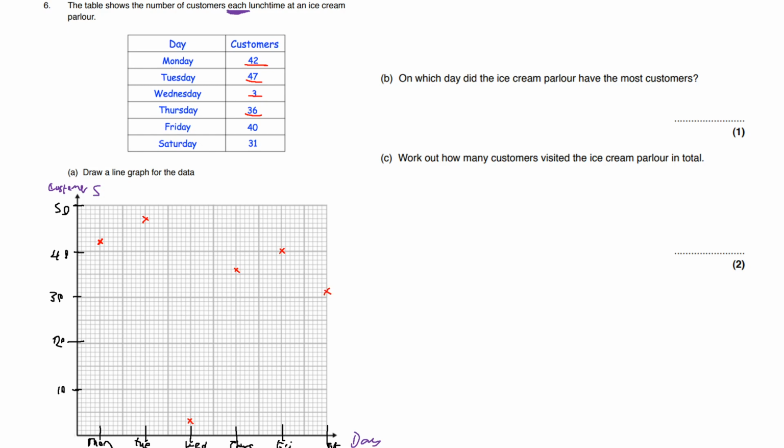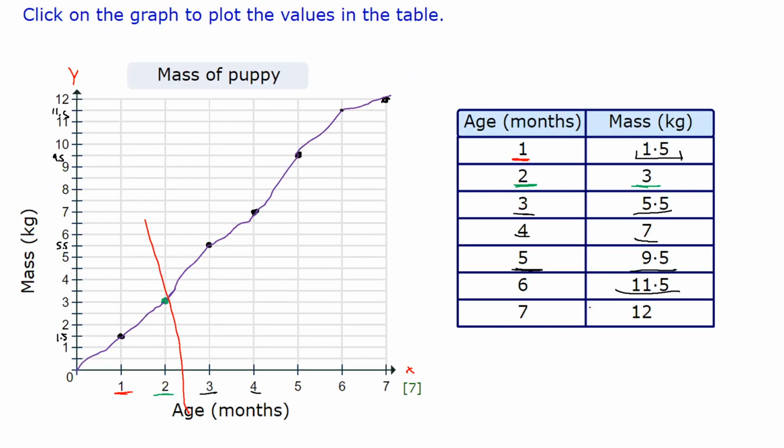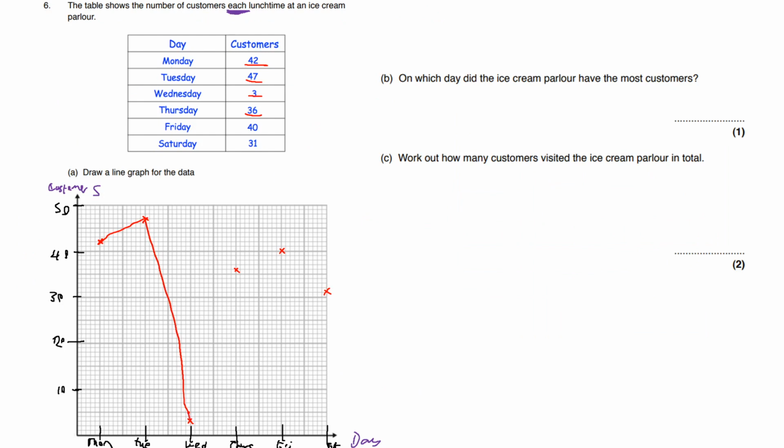Okay? Now, on what day did the ice cream parlor have the most customers? Let me just, oh, sorry. Let me just connect them. What day did they sell the most? My mouse is bugging. There we go. What day did they sell the most? Well, as you can see, the highest number is here on Tuesday. So it's going to be on Tuesday.